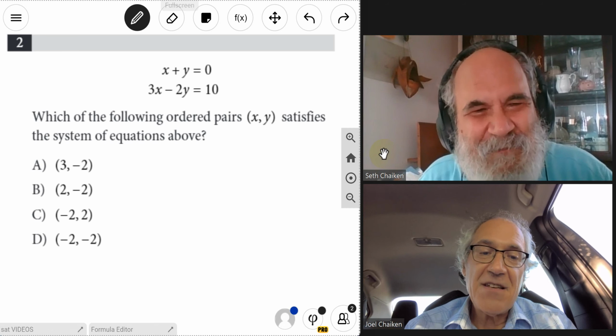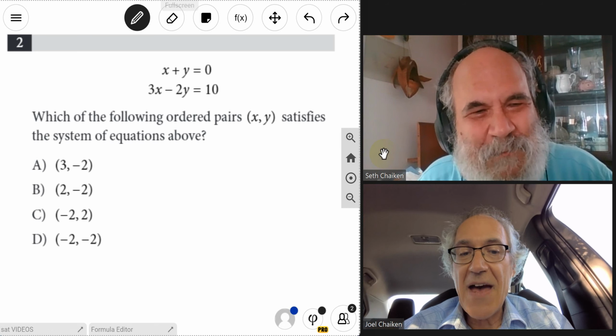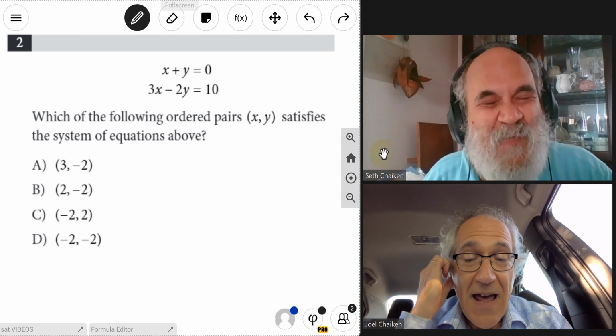So here's the Math SAT question of the day. Please take a look at it. Please feel free to pause it and come back. Okay, thanks for doing that.